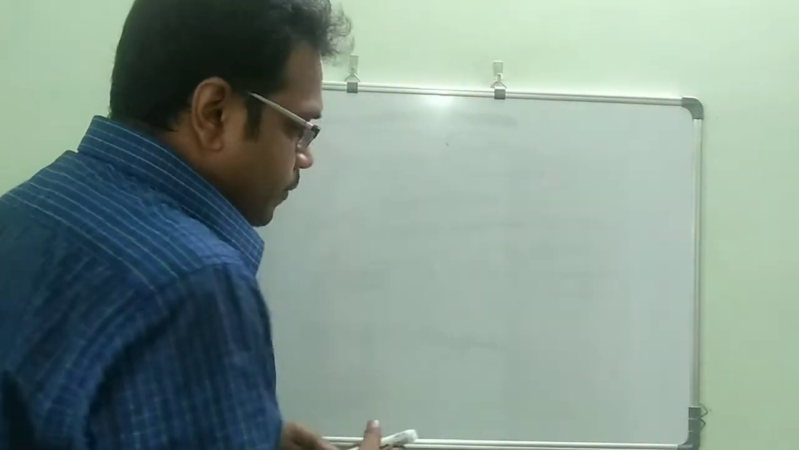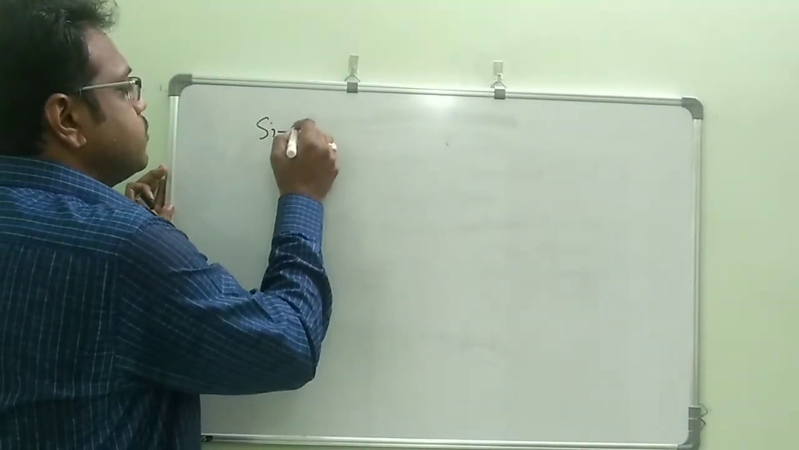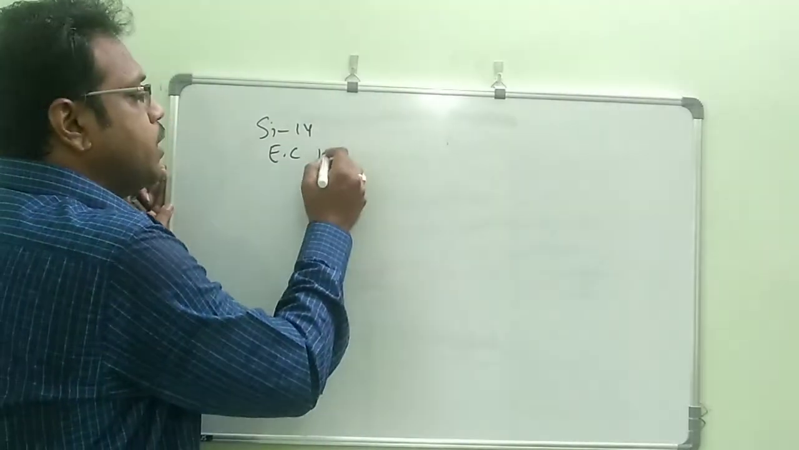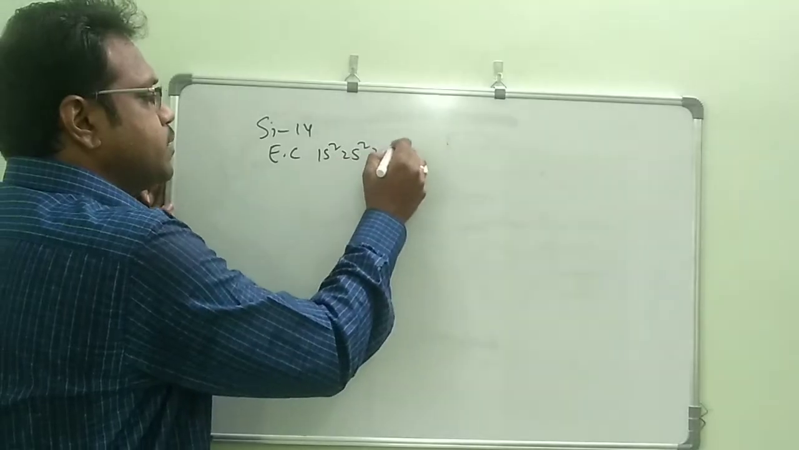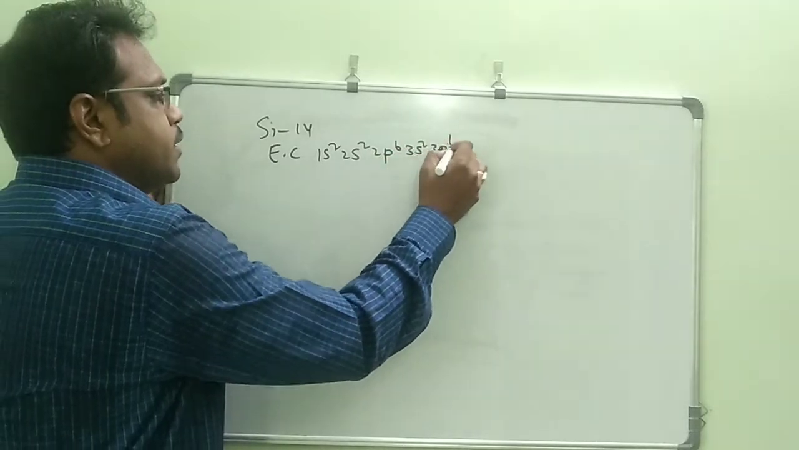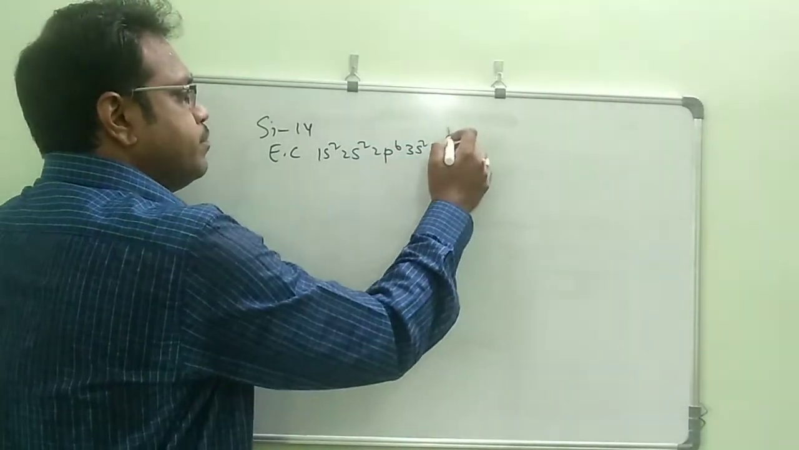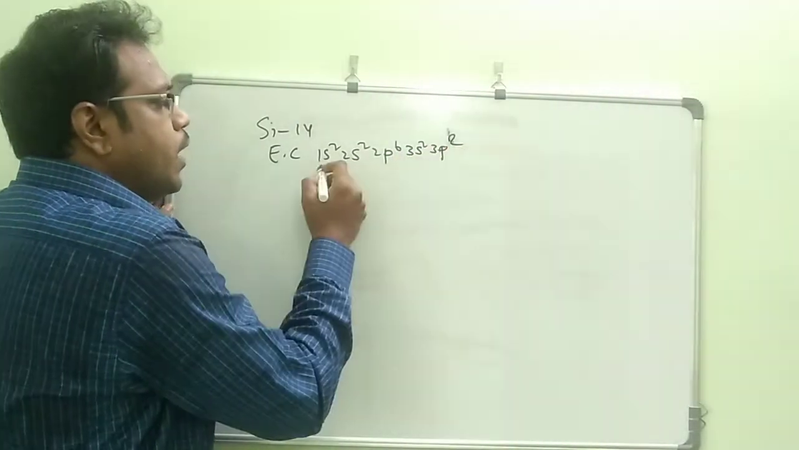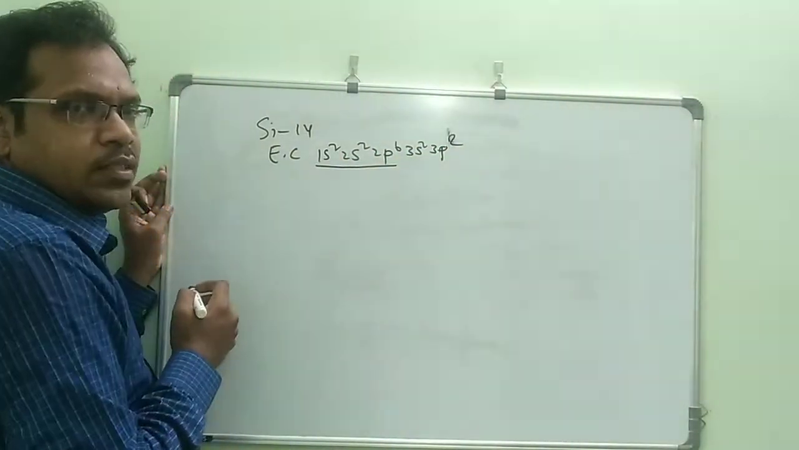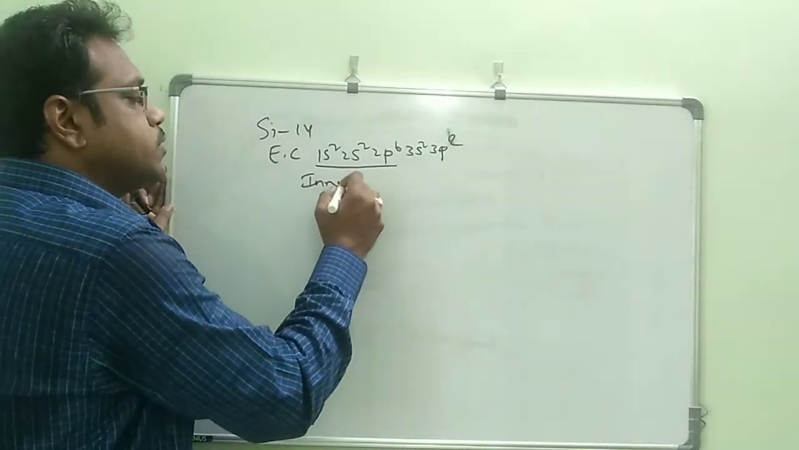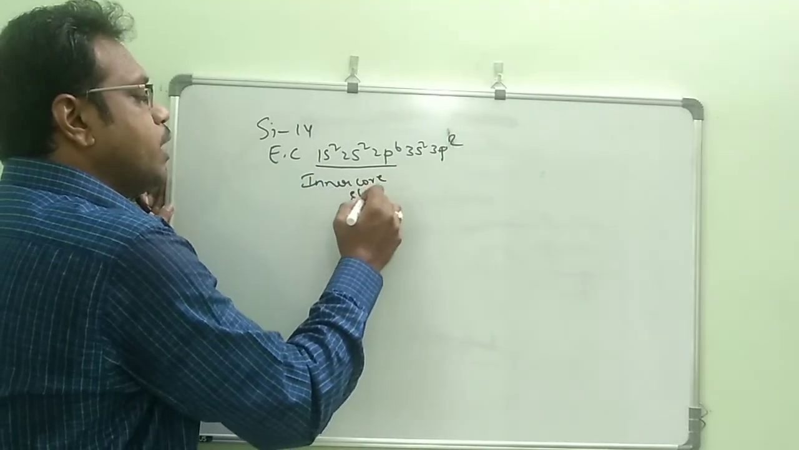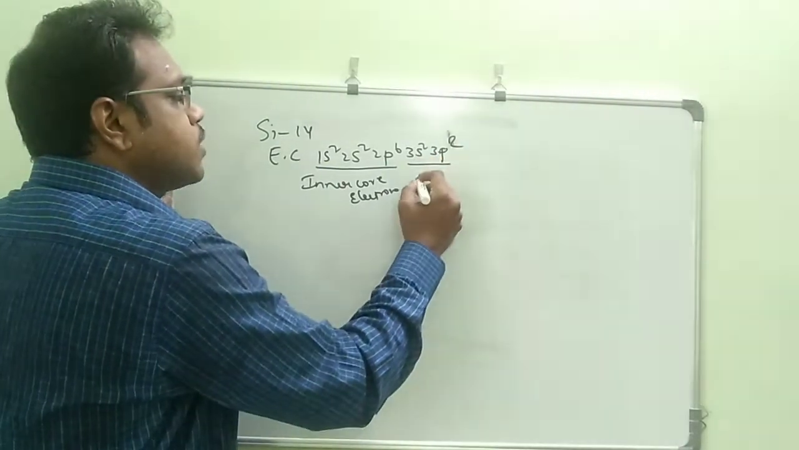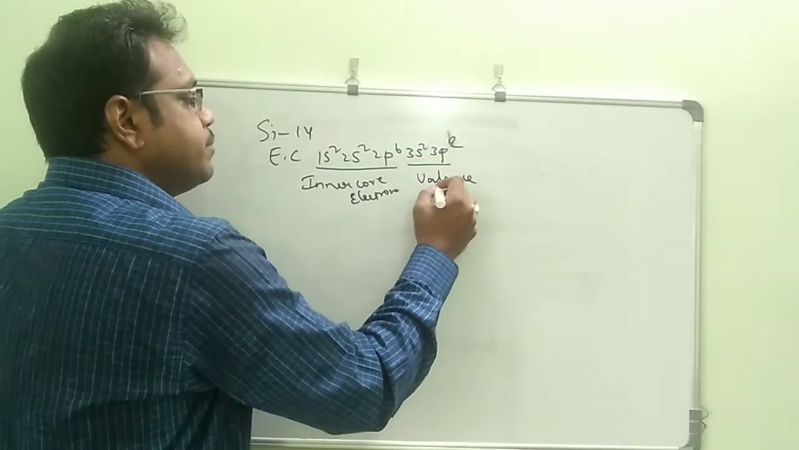Suppose I take silicon, atomic number 14. The electronic configuration according to chemistry is 1s2, 2s2, 2p6, 3s2, 3p2, so 14, that is 10 plus 4. In this, 10 electrons are called inner core electrons. They are tightly bound to the nucleus. And these 4 electrons are called valence electrons.